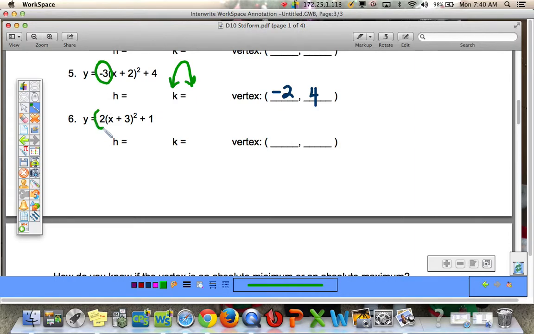The next one, the 2 on the outside, it would be a right side up U, a regular U. And the 2 would mean it would be more narrow than the original function, so skinnier. And the vertex here would be left 3, so minus 3, and up 1. So that part is review.